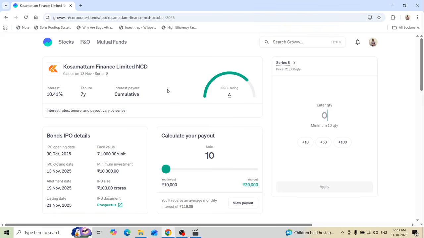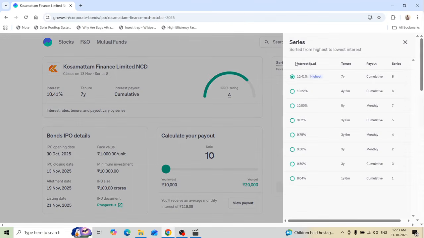This bond gives us around 10.4% interest per annum for a tenure of 7 years. In this bond, different kinds of series are available with different tenures and payout types, whether it's a cumulative or monthly payout, depending on the series you select. You can see there are a total of 8 series available with the highest interest rate of 10.41% and the lowest being 8.04%. The lowest tenure is 1 year 6 months and the highest tenure is 7 years. So these are the different kinds of series available in this bond. Some give monthly payouts, some cumulative payouts.